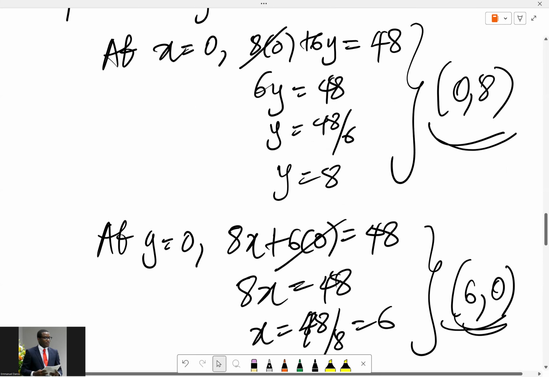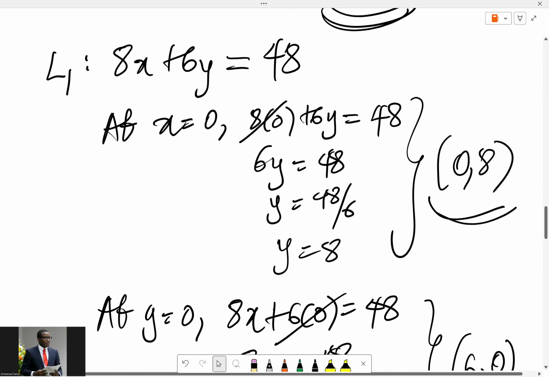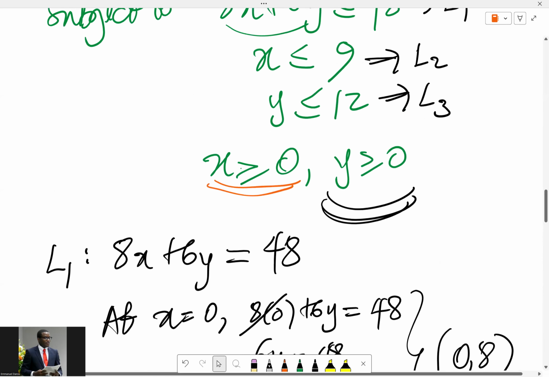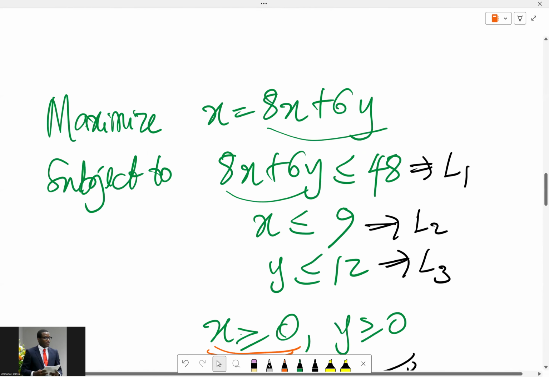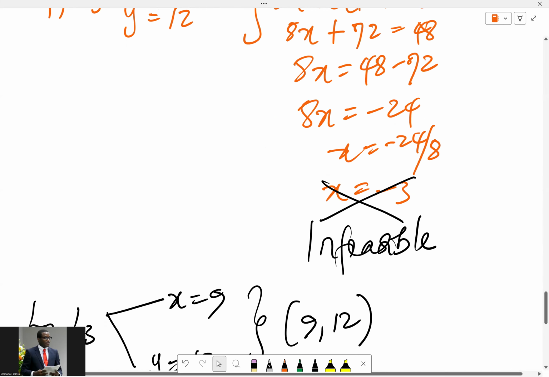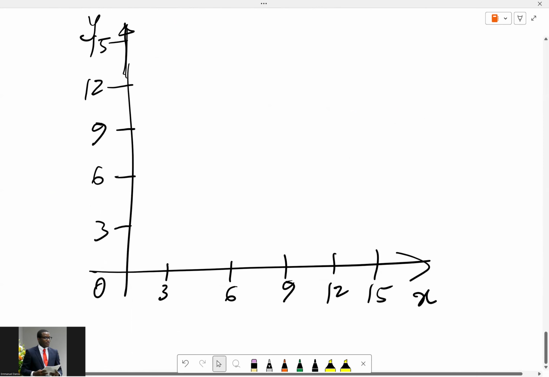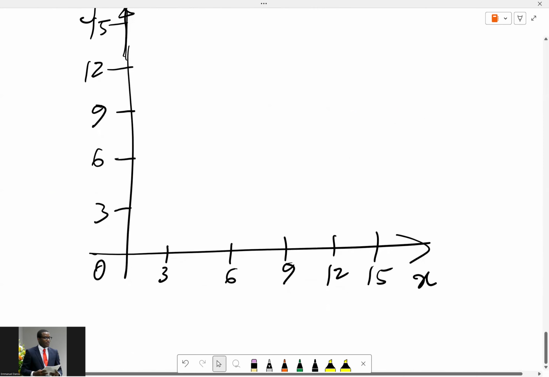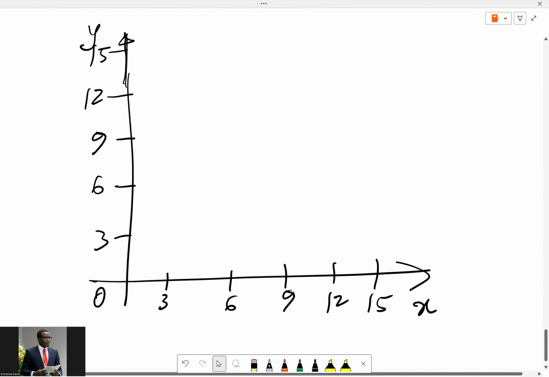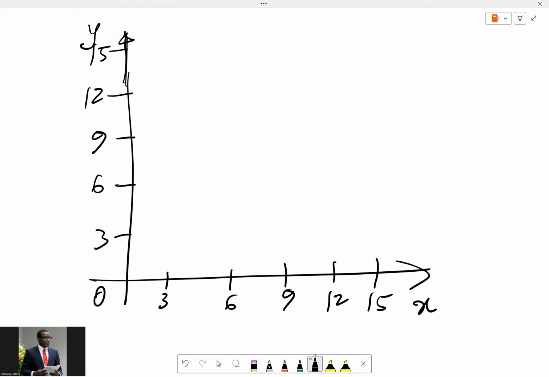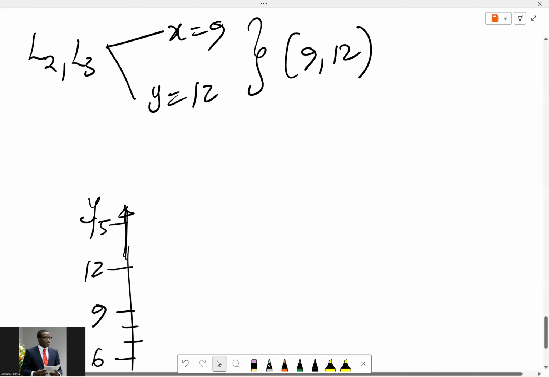We have (0, 8) and (6, 0). Okay, so let's try to plot. So (0, 8), right? That means when x is 0, y is 8. So let's say 8 is somewhere around there. So 6, 7. So this is 7, 8, and 9. Or let me space it out. 7, 8, and 9.